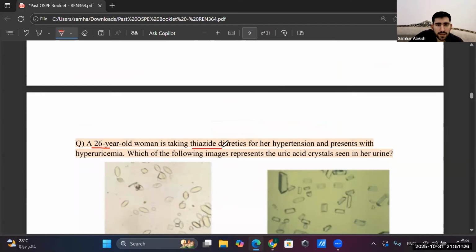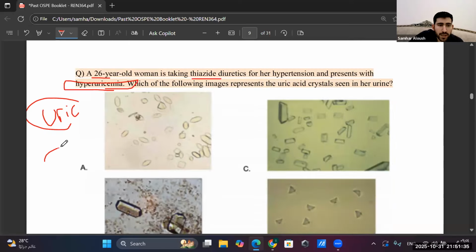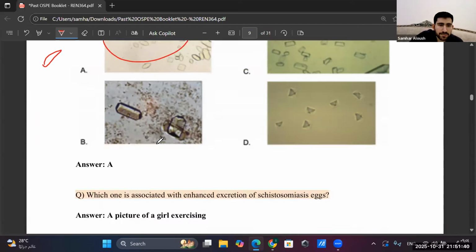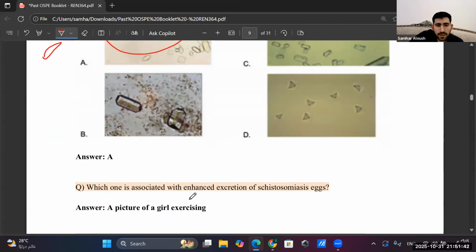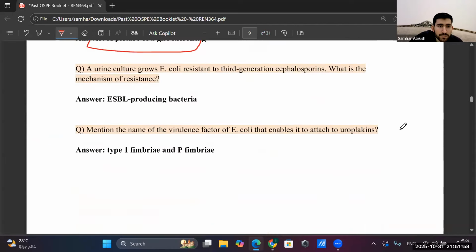A 26-year-old woman taking thiazide for hypertension has hyperuricemia. Hyperuricemia means high uric acid. Which of the following is uric acid? We said uric acid has a specific shape, diamond, rhombus. So it's A. Which one is associated with enhanced excretion of schistosoma eggs? We said schistosoma eggs in a woman who exercises a lot, it will increase its excretion in urine. We said it in the lecture, so that's the answer.